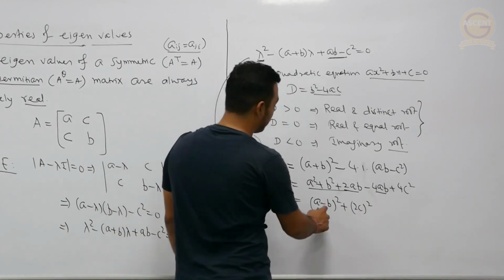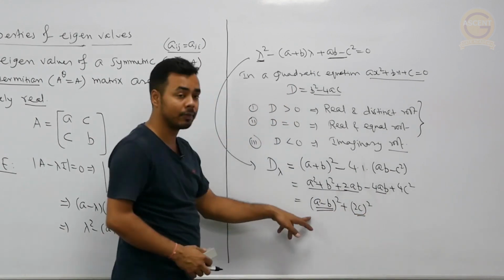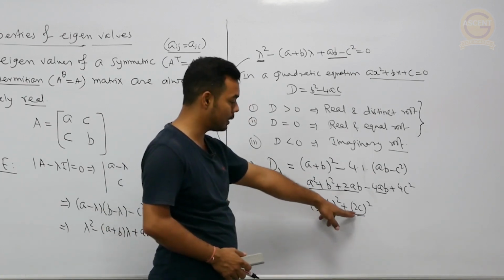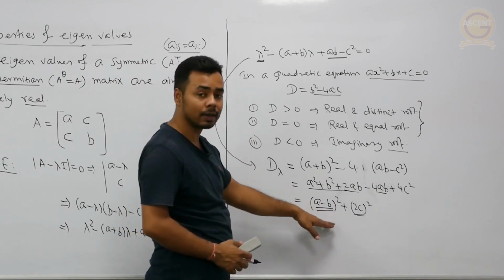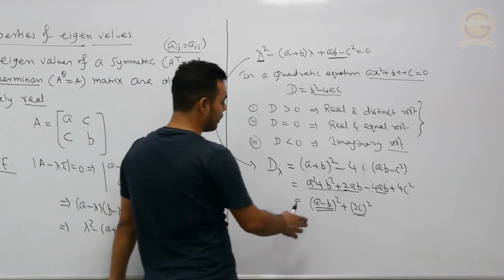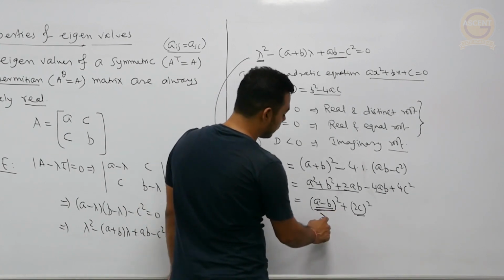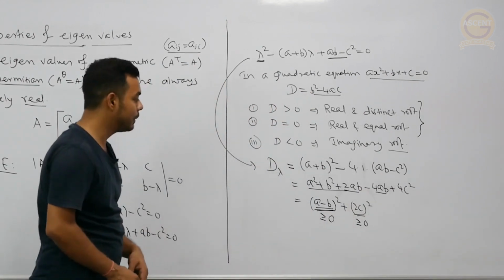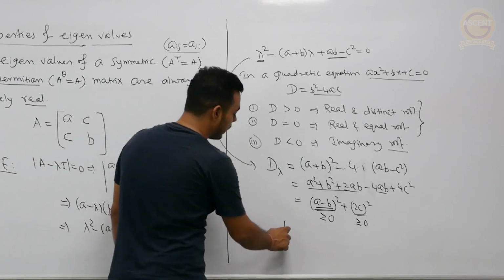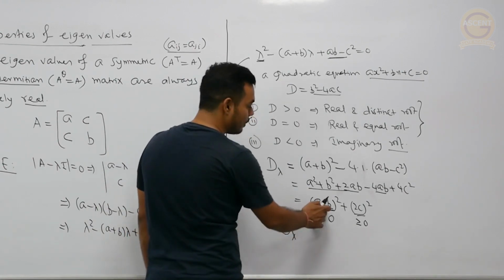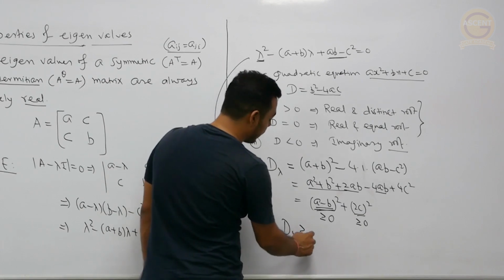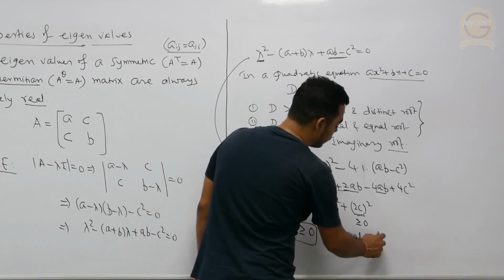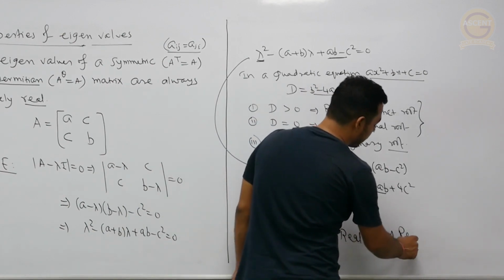Now you can see that these are perfect squares. (a minus b) square is a perfect square, and this 4c square is also a perfect square. And we know that if a and b are real numbers, c is also a real number. In that case, a perfect square is always positive, or 0. So this means your first term is always greater than or equal to 0. Your second term is also always greater than or equal to 0. So if you add these two terms, you will get either some positive number, or 0 in case both the terms are 0. So this means D of lambda is always greater than or equal to 0, which implies real roots, and roots are nothing but eigenvalues. So this implies real eigenvalues.